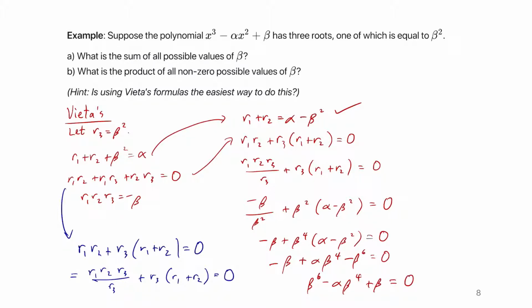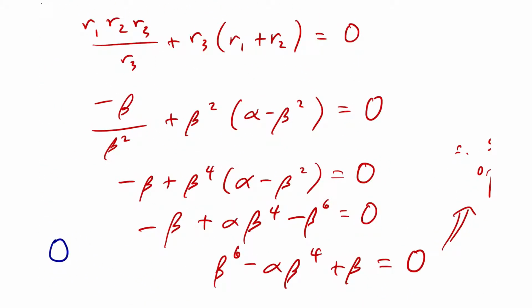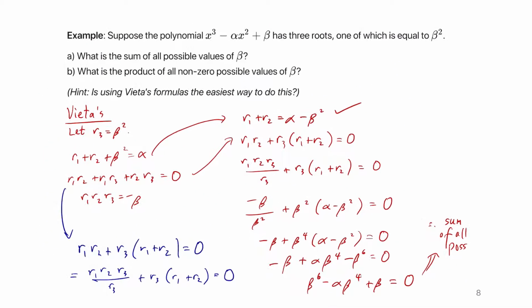And now what's the coefficient on the second highest degree term in this expression? 0. Right? And so I can conclude that the sum of all possible beta, right? Because all the possible values of beta are the ones that just satisfy this expression down here. I can conclude the sum of all possible beta is 0, because the coefficient on beta to the 5 is 0.